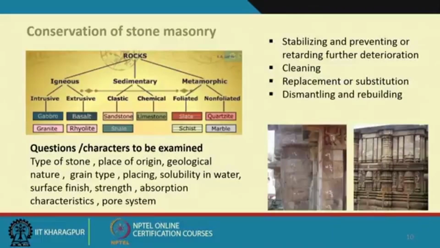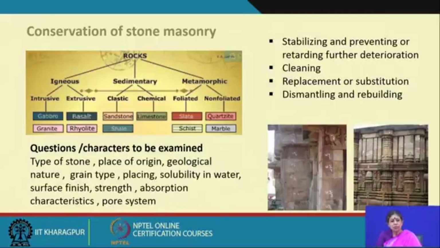Dismantling and rebuilding. This is also sometimes what happens in stone masonry, that it has become so deteriorated, or there can be a tree which has grown up there, or some other reason. So, we have to dismantle and rebuild that. There are possibilities that the joining or the pointing has become loose, or there are some other factors.